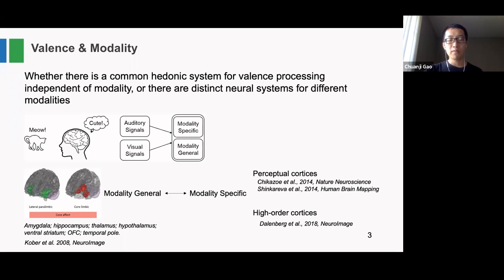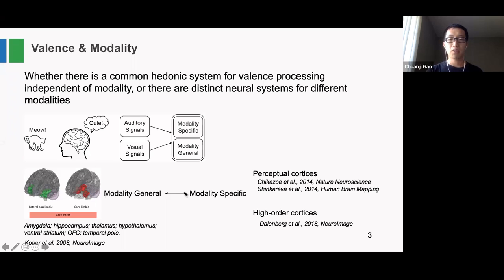The traditional view of emotion suggests that there might be a common, so-called modality-general affective system. We might have only one single hedonic system for processing affective signals independent of modalities. It would include a bunch of limbic brain areas, such as subcortical structures like the amygdala, hippocampus, and thalamus, and also some orbitofrontal and temporal pole areas. This common set of brain regions might be important for emotion processing regardless of where the emotion signals come from.